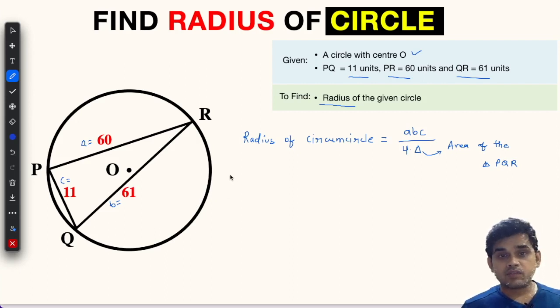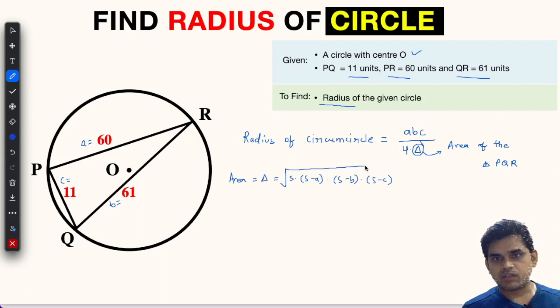Heron's formula says that if a triangle is given whose three sides are given, the area, or here it will be delta, because we have taken delta as the area in this formula, will be equal to S times S minus A times S minus B times S minus C, and everything is in square root.